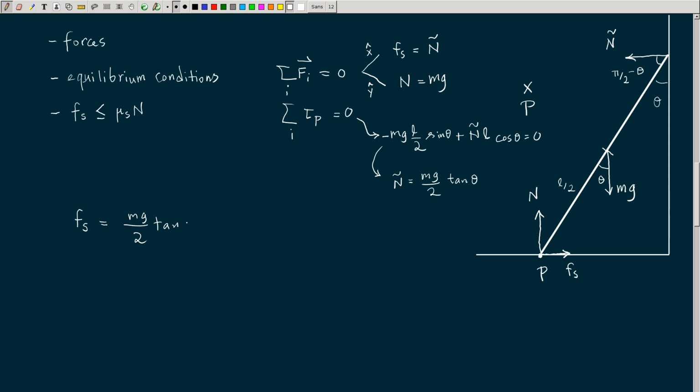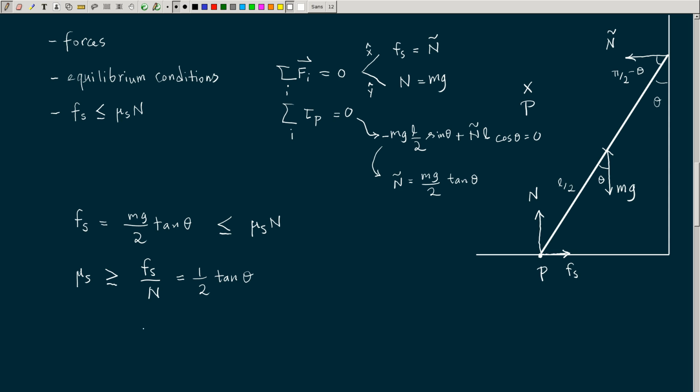Now we know that Fs is smaller or equal to mu s n. Alright, or you can write this as mu s should be greater or equal to Fs over n, which, if you put Fs from here and n, which is mg, from here, you'll find that this is just half tangent of theta.